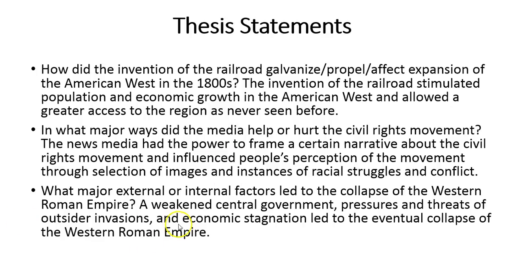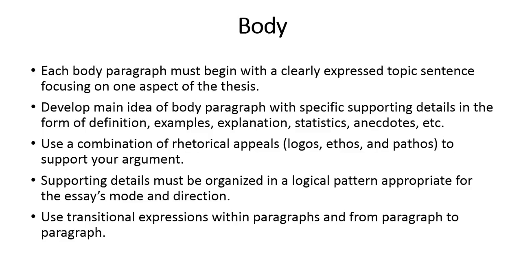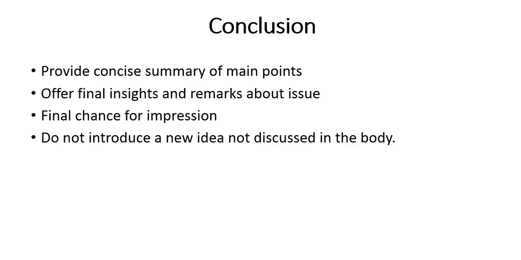Then, of course, the third body paragraph would be about how economic stagnation, if this is true, again, don't quote me on that. I'm not sure if these are the actual causes that led to the collapse. I'm just using this as an example just to have something to show you. All right, so your third body paragraph would be economic stagnation, and your topic sentence would say something along this line to express that this is the main idea of this body paragraph. And the rest of your body paragraph, like the other two, will provide specific examples of how the economy was stagnant.